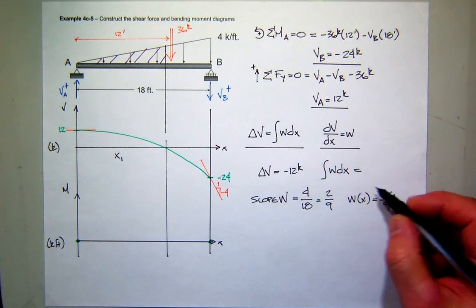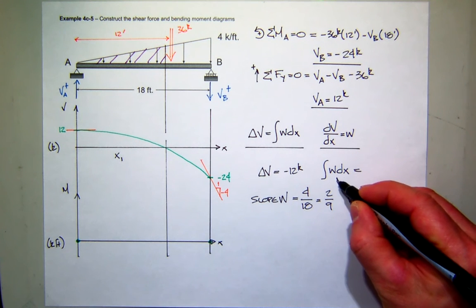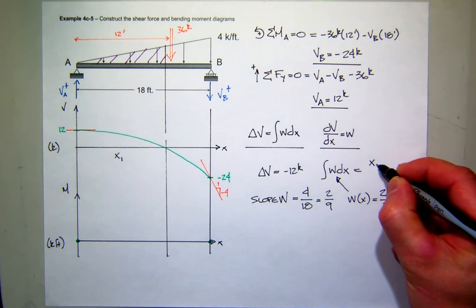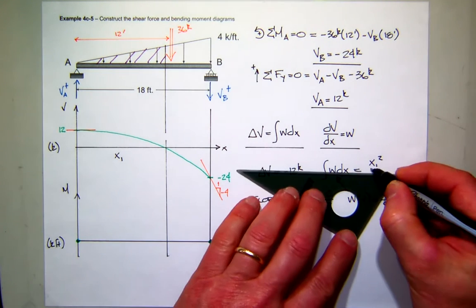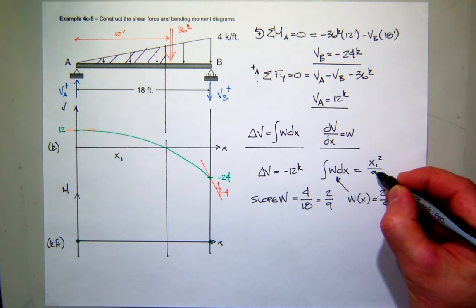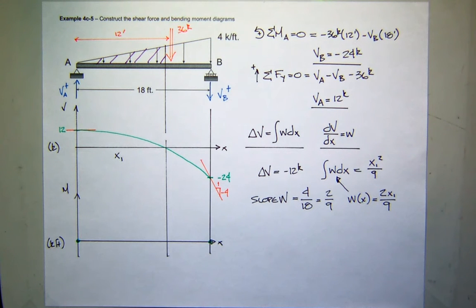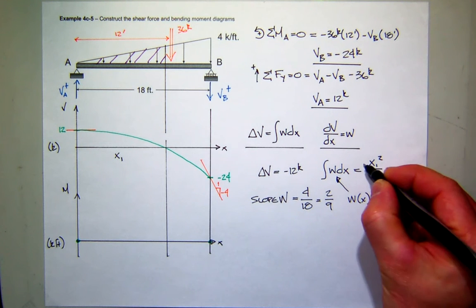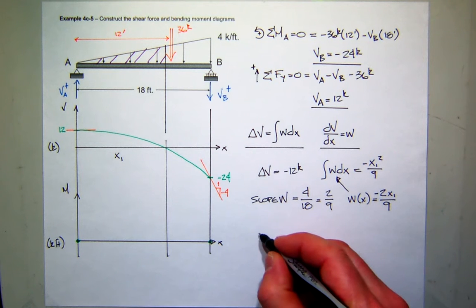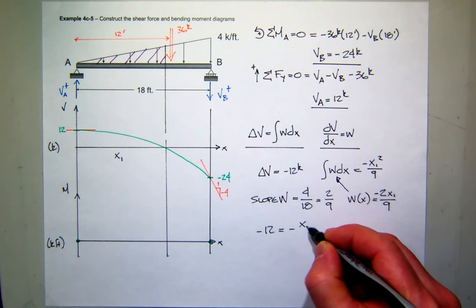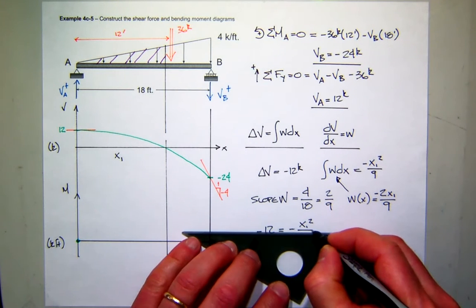If I integrate this load, you're going to get x1 squared over 9, right? You guys see that? So now I just set these. Oh, by the way, I'm sorry. This is negative too, because it's a negative load. So you set these two things equal. So you get negative 12 equals negative x1 squared over 9.